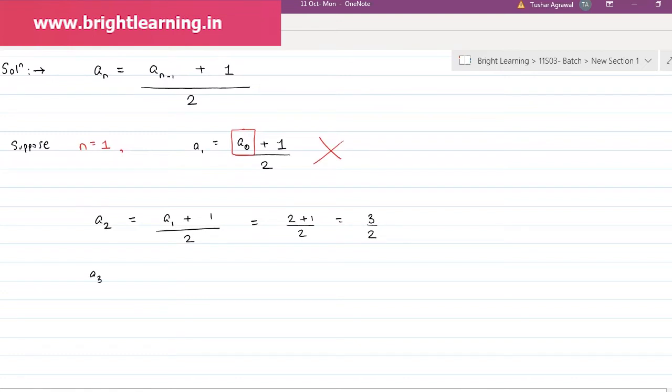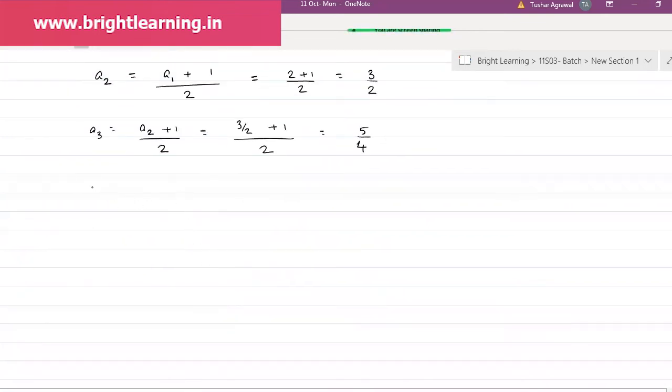What will be the third term? The third term will be equal to the second term, the previous term, plus 1 upon 2. The previous term is 3 by 2. Add 1, complete, divided by 2. 3 by 2 plus 1 is 5 by 2, and 5 by 2 divided by 2 is 5 by 4. So is the third term 5 by 4?